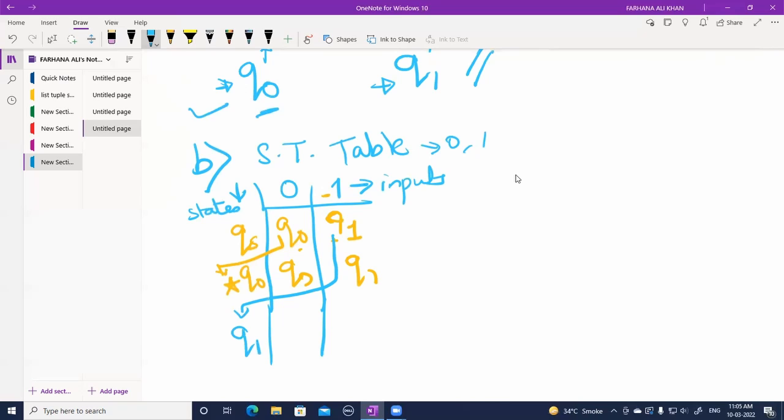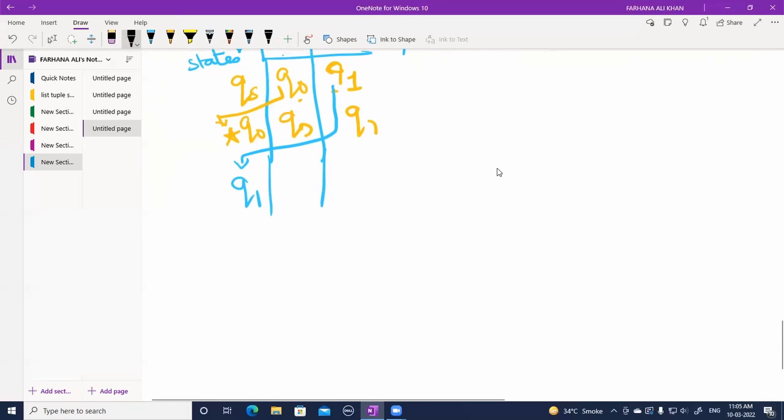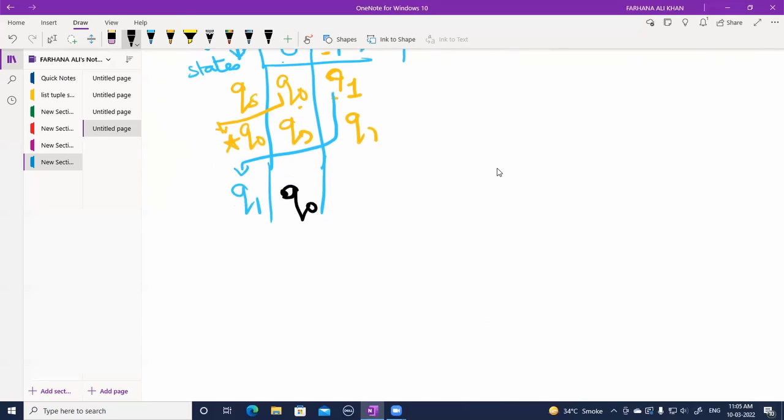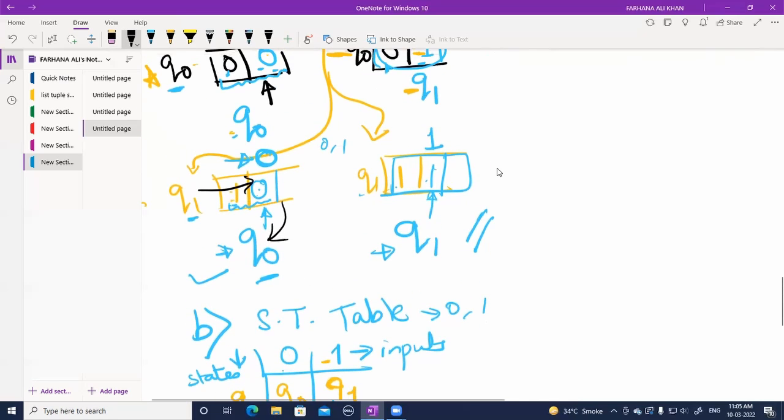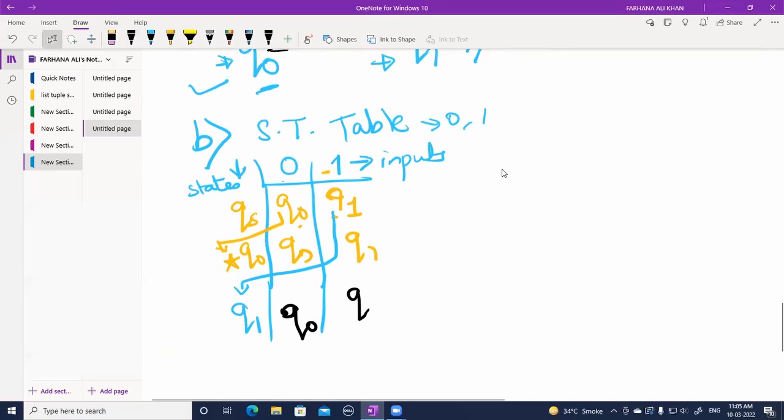We'll write Q1 state. Now Q1 on 0, where is it going? Q1 on 0 is going to Q0. So we'll write here Q1 on 0 goes to Q0. Then we have Q1 on 1. This is your Q1. Q1 on 1 goes to Q1 state. So we'll write here, this goes to Q1 state.